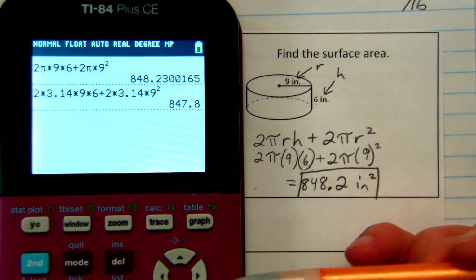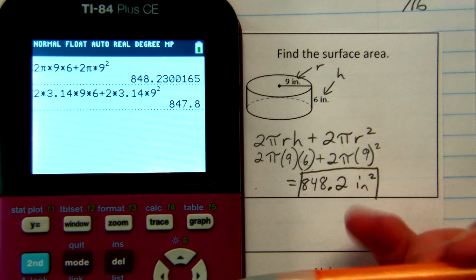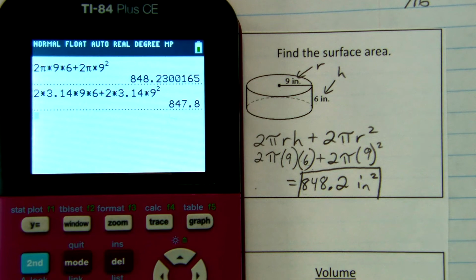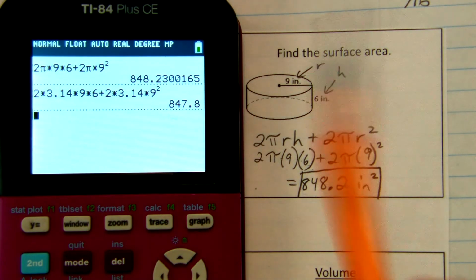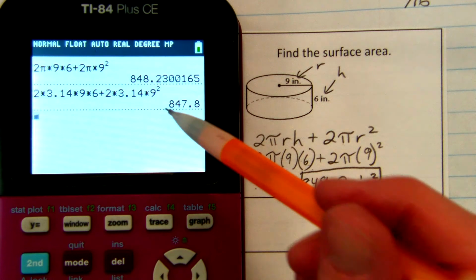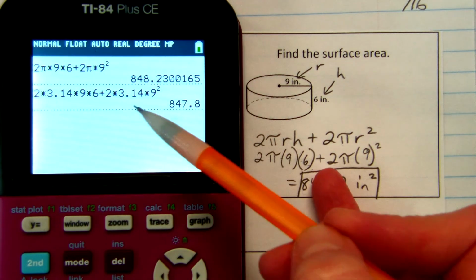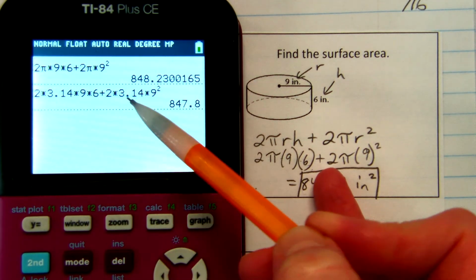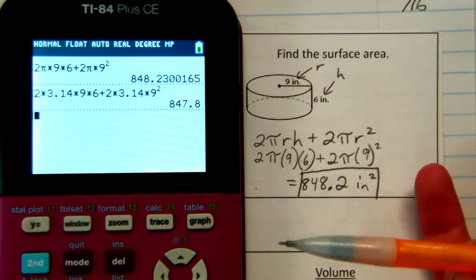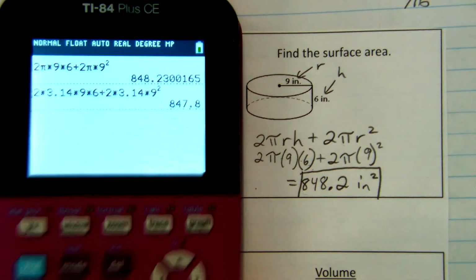So you need to use for pi whatever it says in your directions. If it doesn't say in the directions, you can use the pi key. If it says to use 3.14, you need to use 3.14. So normally on standardized tests, they're going to tell you to use 3.14 because it does make the answer a little simpler to look at. Okay, so let's do another one.